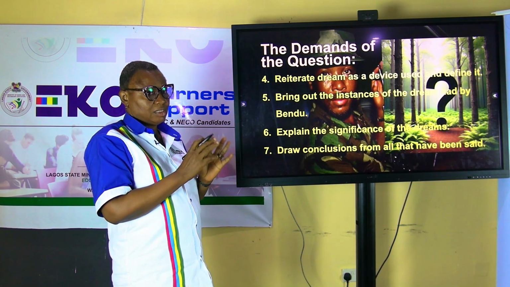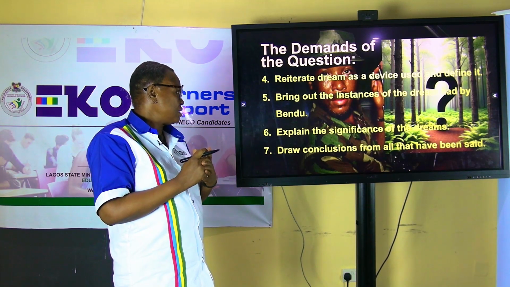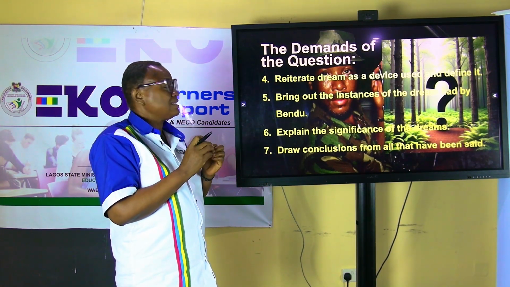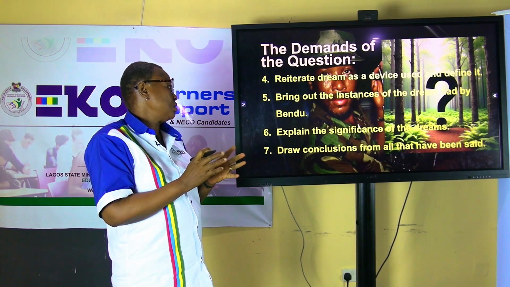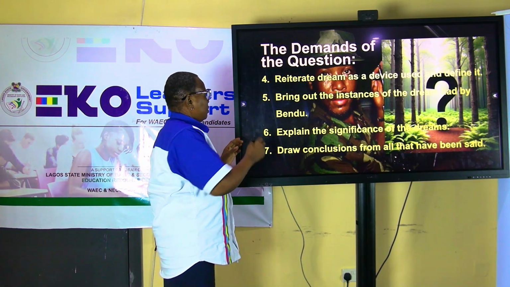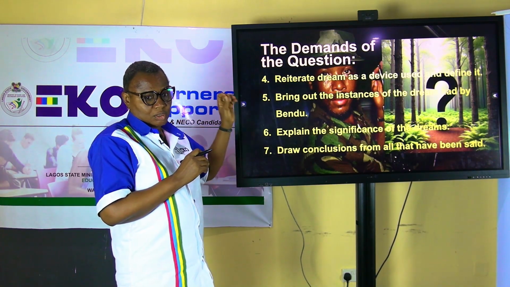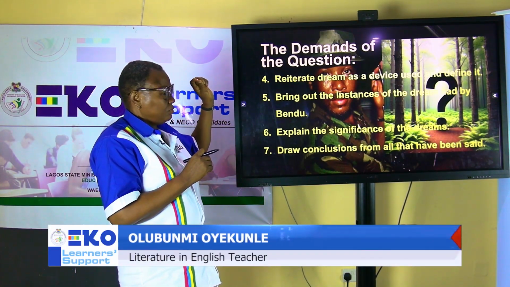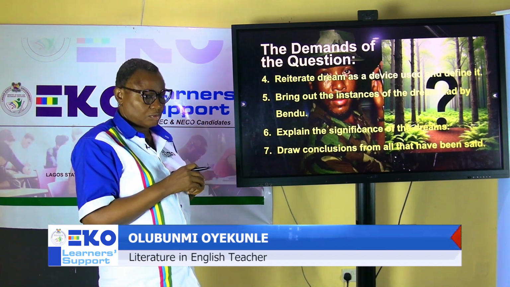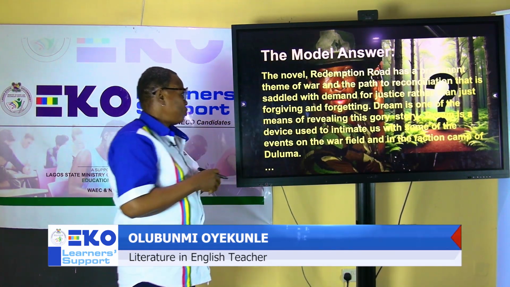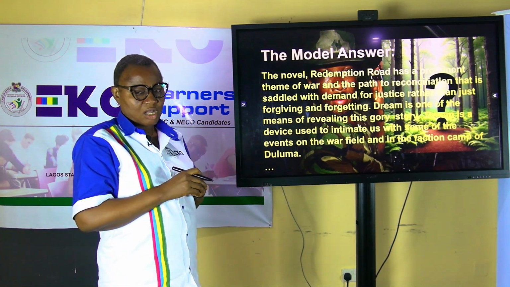Because we have so many, as has been mentioned, there is need to stress dream as a device that is going to be looked at in the course of the lesson. Bring out the instances of dream had by Bendu, then explain the significance of the dream, then draw conclusion from all that have been said. You remember that there must be connection from the central theme down to conclusion. They are not going to be separate points when answering our question.